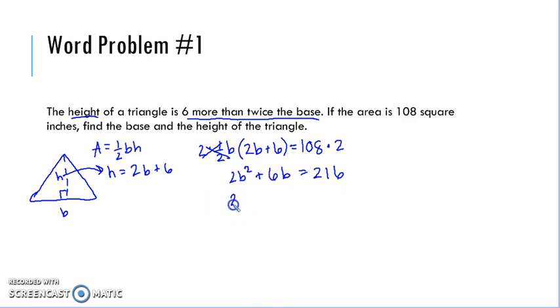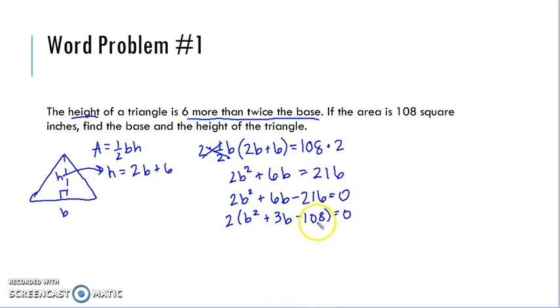So I'm going to set it equal to 0. 2b squared plus 6b minus 216 equals 0. Okay. I have a GCF. Always look for your GCF, which is 2. Take a 2 out. So I've got b squared plus 3b minus 108.